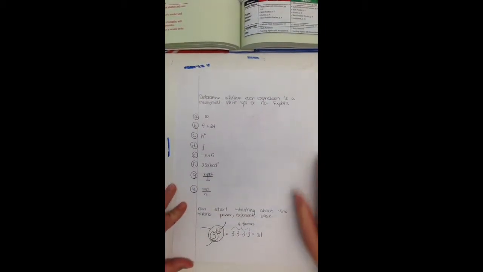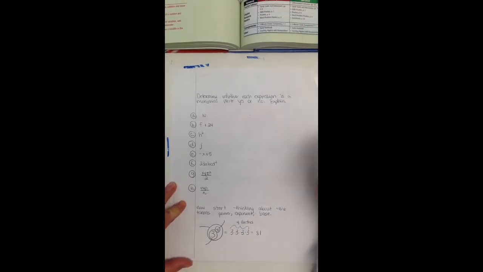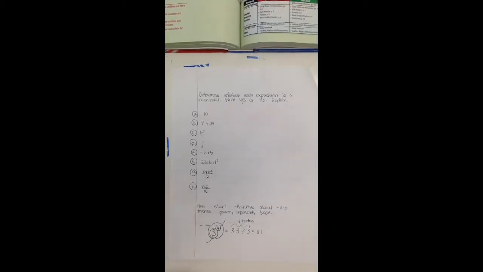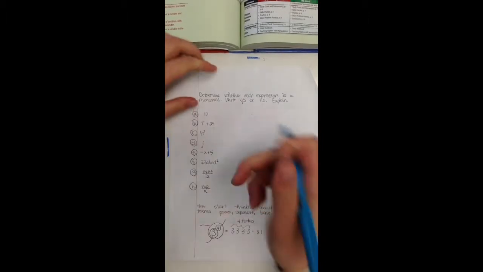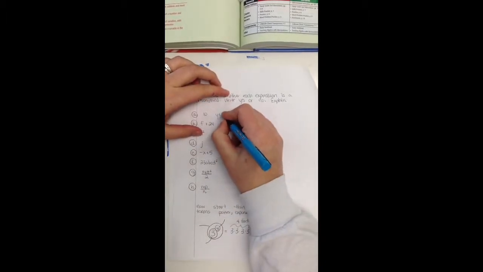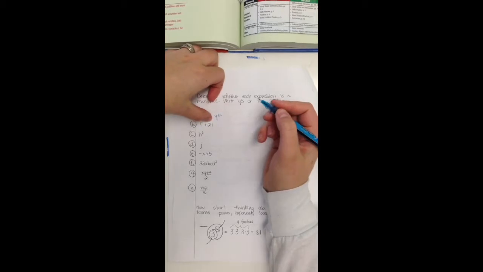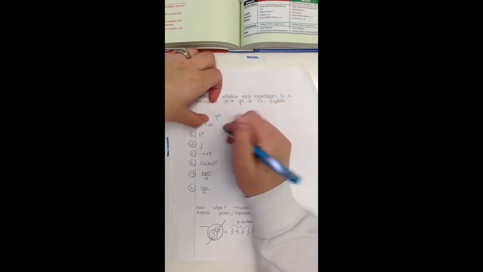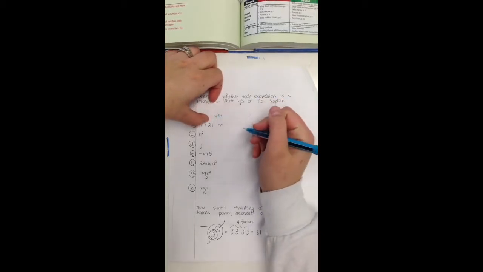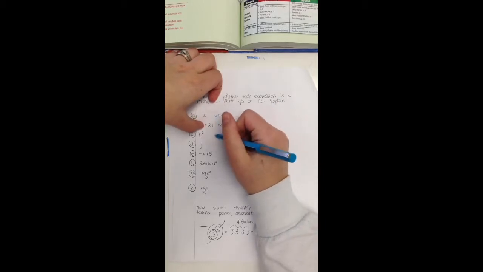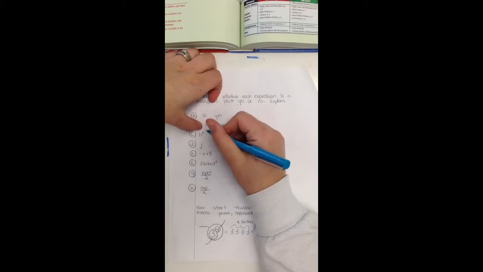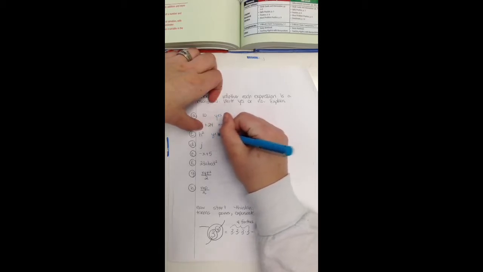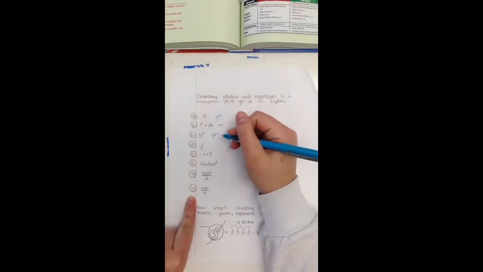Go ahead and turn the page. We're going to take a look at some of these and see if we can determine if they are or are not monomials. 10 is a constant, so yes, it's a monomial. F plus 24 has addition, so it is not a monomial. H squared has multiplication and has an exponent, which is fine, and it's non-negative. So, yes.